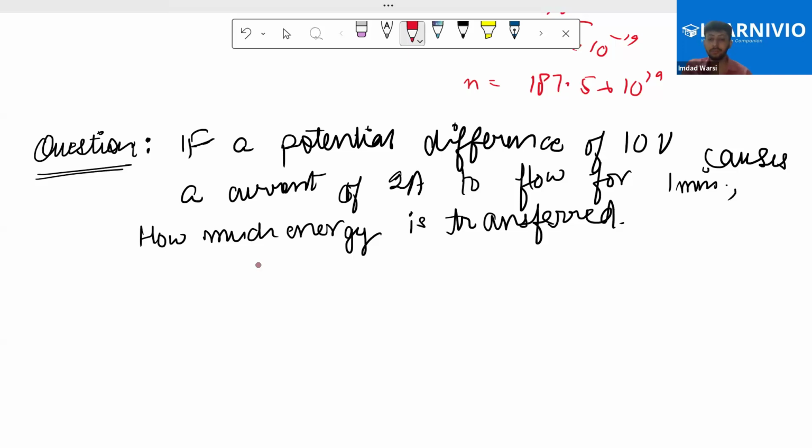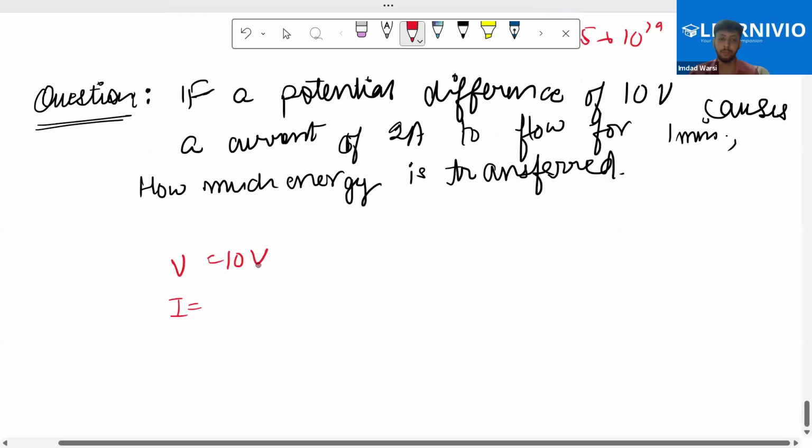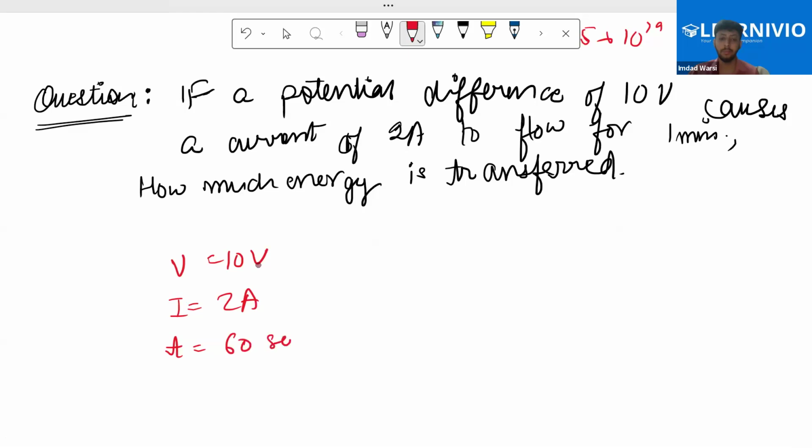What all is given? Potential difference is 10 volt, and current is 2 ampere, and time is 60 seconds. So, what do you have to find out? You have to find out energy.